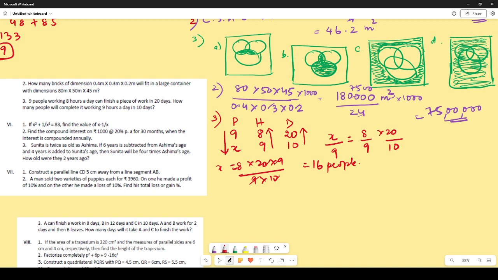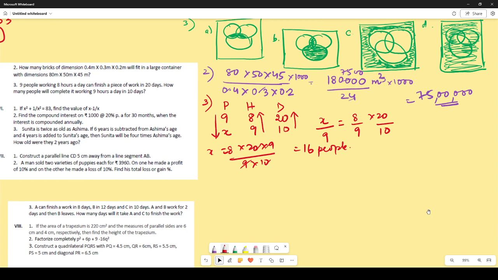Now if someone is not good with the arrow method, then they can do it in the long method as well. How do they do it in the long method? So it's like 9 people, 8 hours, 20 days, right? So 1 person, 8 hours, 20 days will be equal to 20 into 9. 1 person, 1 hour, it will be 20 into 9 into 8 days. Then what are we supposed to find out? 9 hours in 10 days. Sorry, we are supposed to find out the people. Oh, I'm sorry.